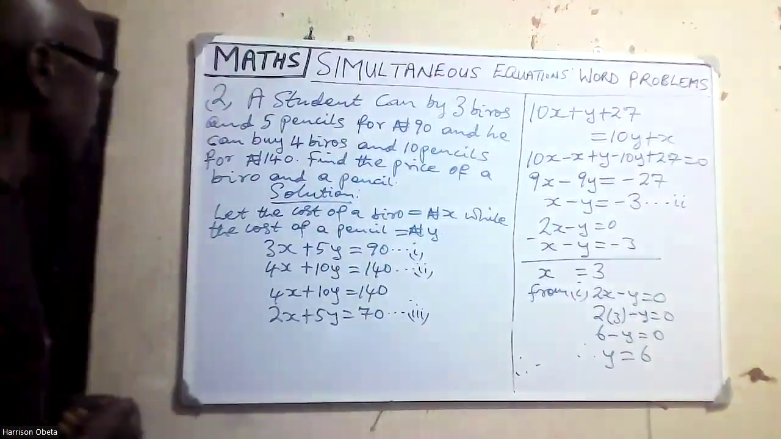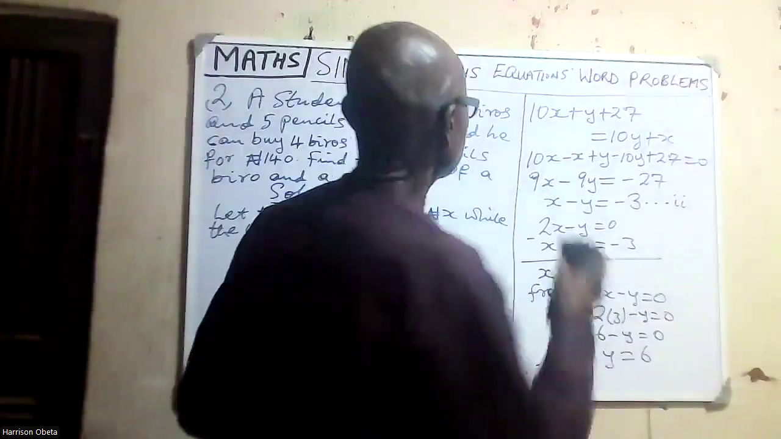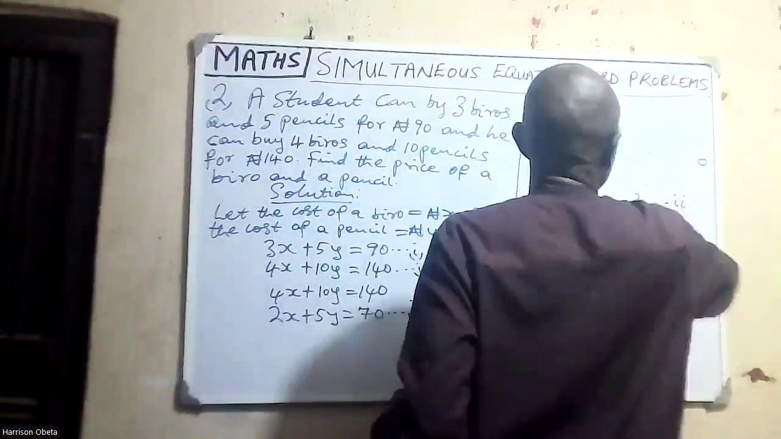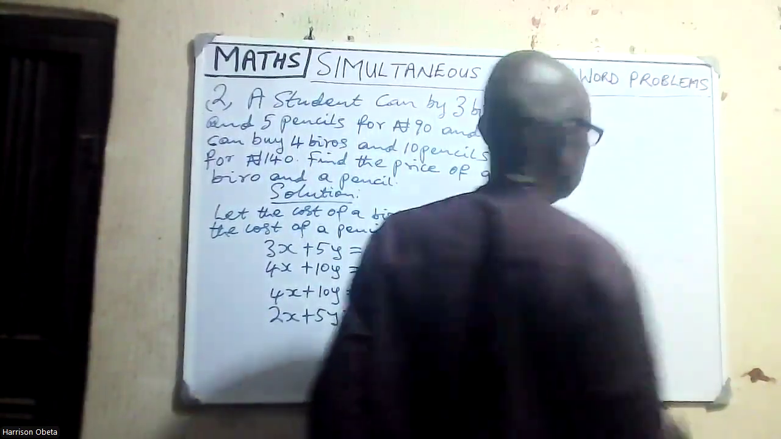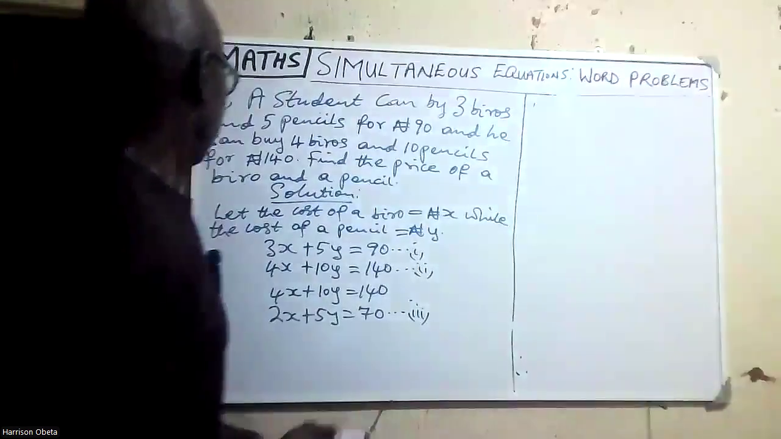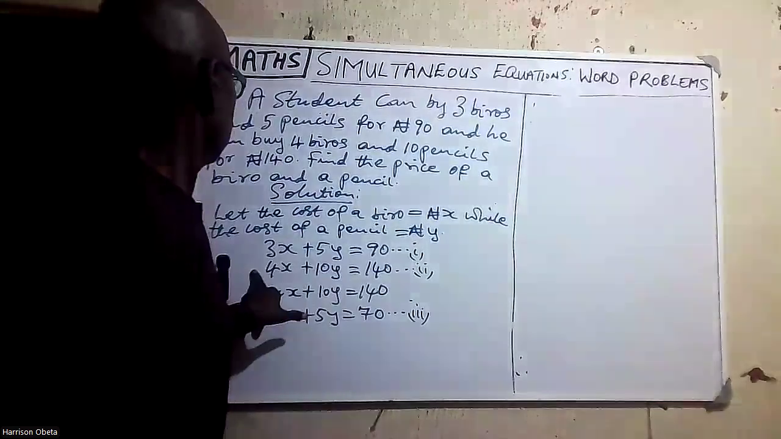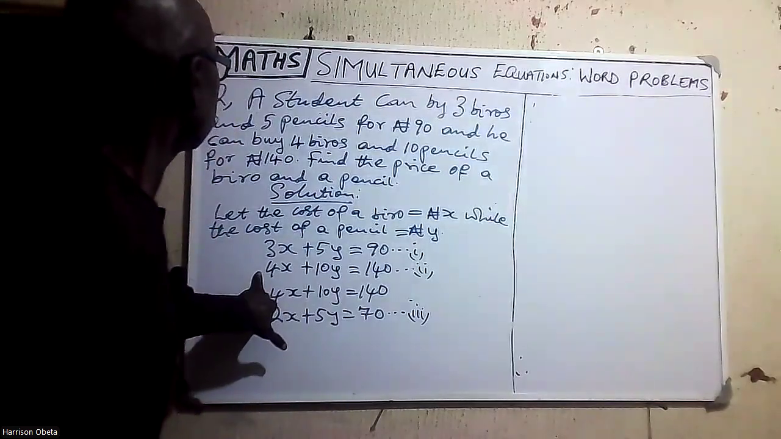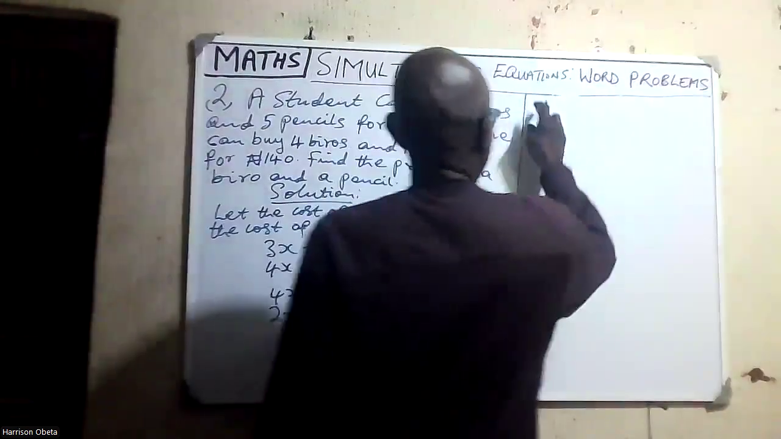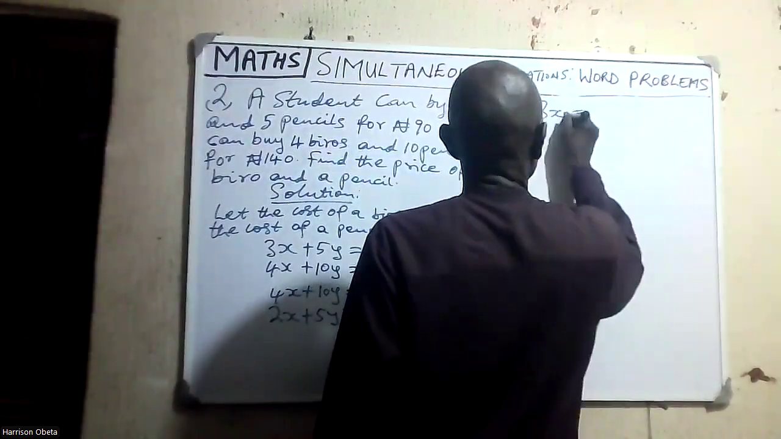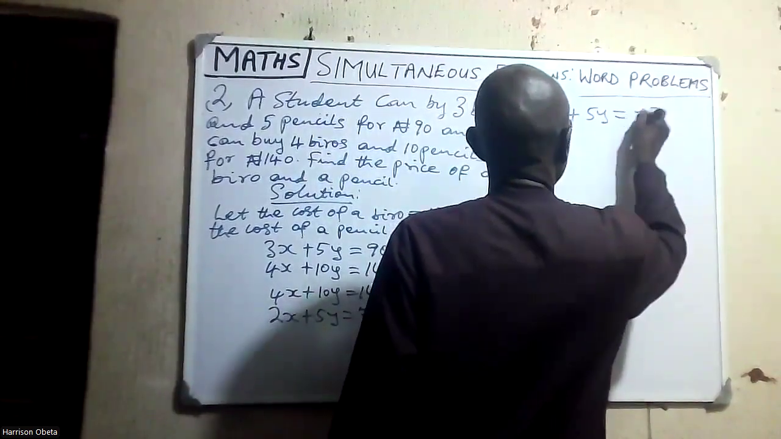Now, bringing them together, we have 3x plus 5y equal to 90.